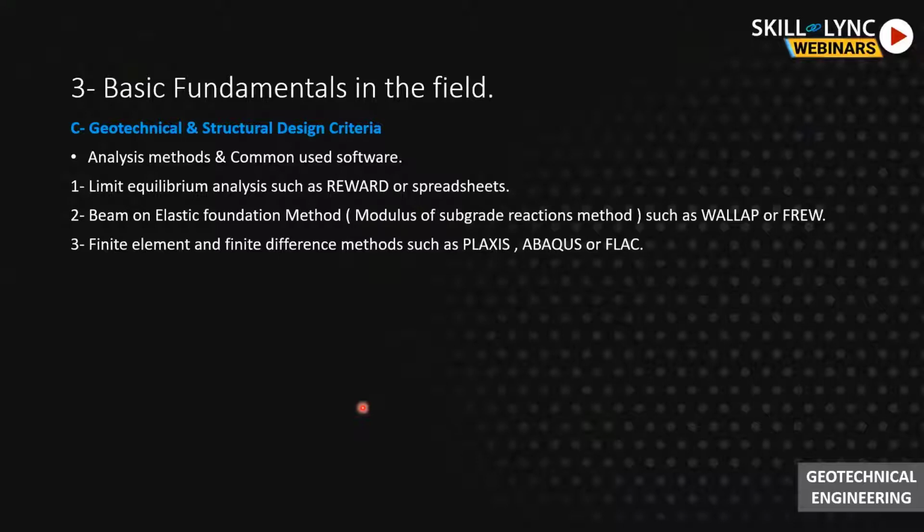Jumping to the design software, this is the most important part of our presentation today. We have three types of software we use in shoring design. The first one is limit equilibrium, which is like manual calculation. We have some examples of this, such as spreadsheets developed by some engineers.